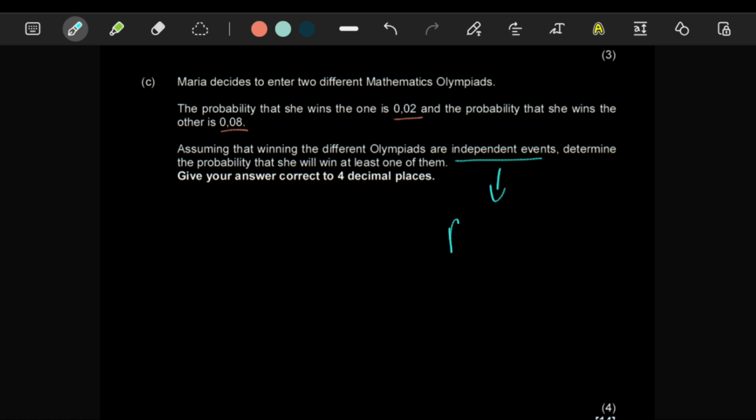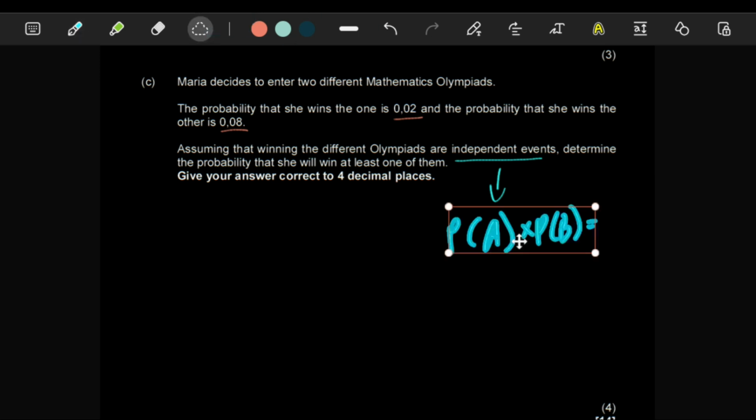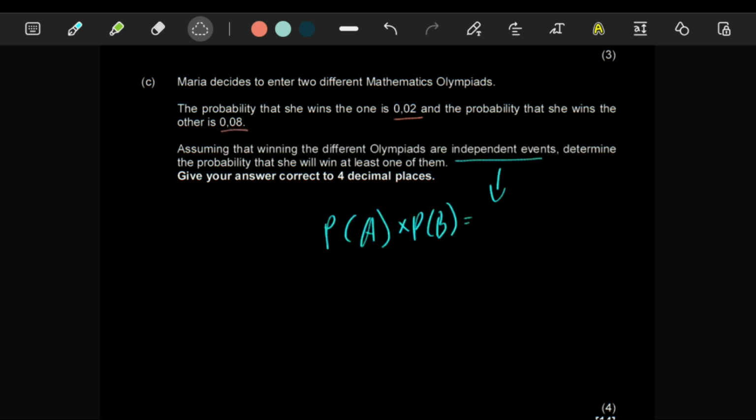Independent events, you have to remember probability of A multiplied by the probability of B is equal to the probability of A and B. That's for independent events. Let's just put that down so that we know it. So it says here, assuming that winning the different Olympiads are independent events, determine the probability that she will win at least one of them. Wow. For 4 marks.